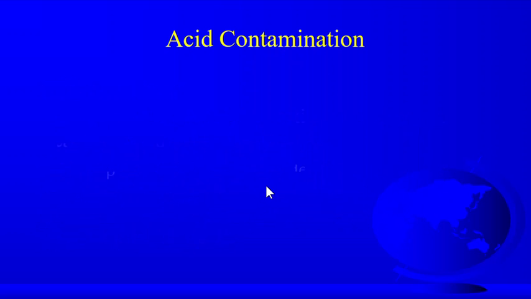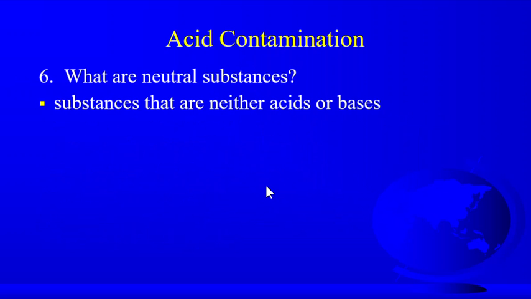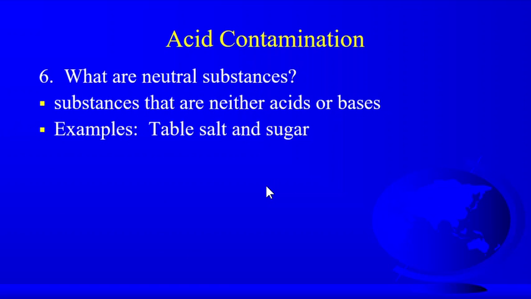What are neutral substances? They are neither acidic nor basic. Examples: table salt neither begins with a hydrogen nor ends with hydroxide, so it is neither acidic nor basic. Sugar is neither acidic nor basic.